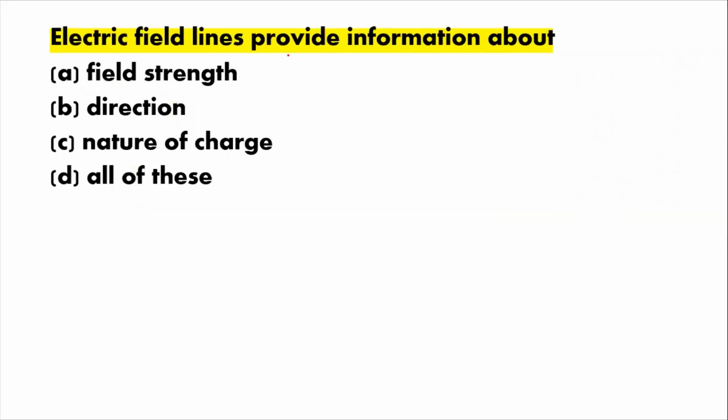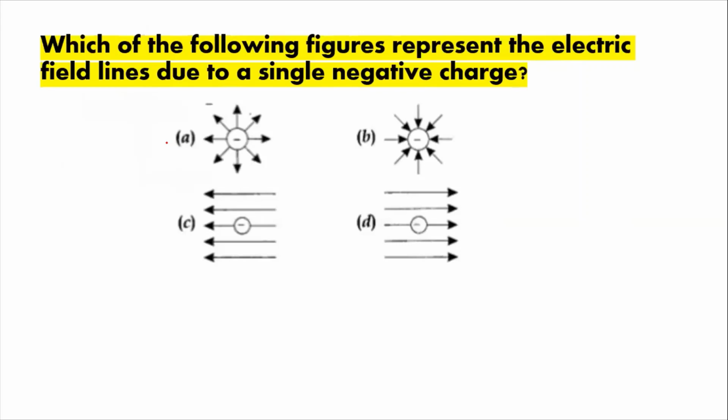Electric field lines provide information about field strength, yes. Field direction, yes. Nature of charge, yes. Then the answer should be all of these. Which of the following figures represent the electric field lines due to a single negative charge? This is wrong because field lines should be directed inwards. This is correct. Field lines are directed inwards. This represents uniform electric field and they are directed outwards. Same way this also outwards. So the answer will be B.